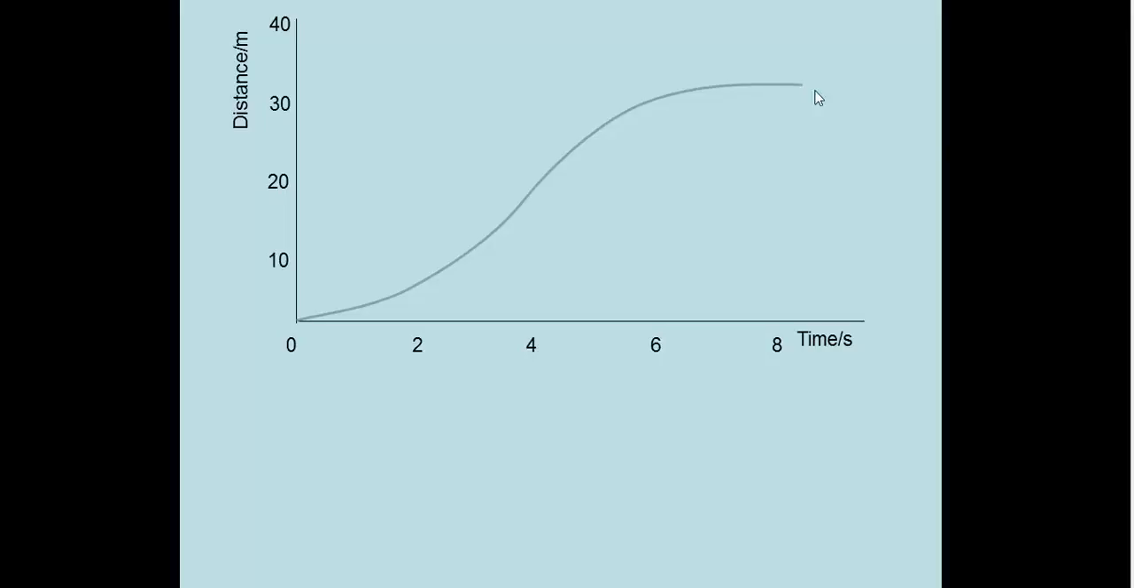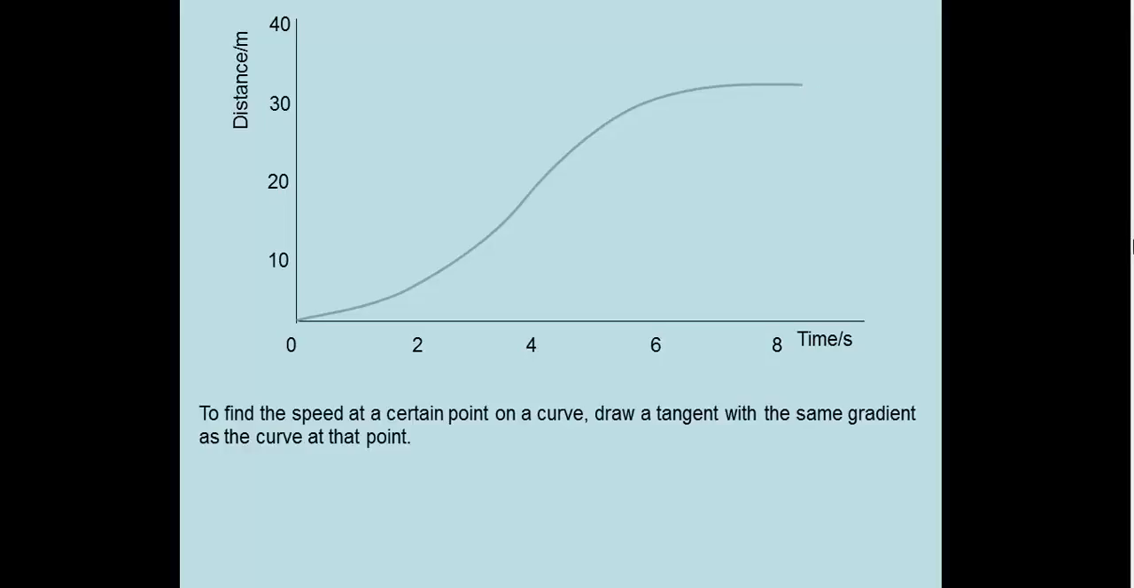If we want to work out the speed at a particular point, what we can do is draw a tangent that has the same gradient as the curve at that point. So at 4 seconds, for instance, we can draw a tangent and the straight line has the same gradient as the curve at this point. Draw the line as long as possible.